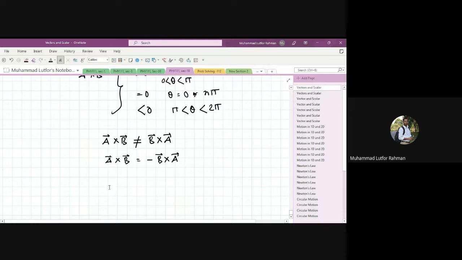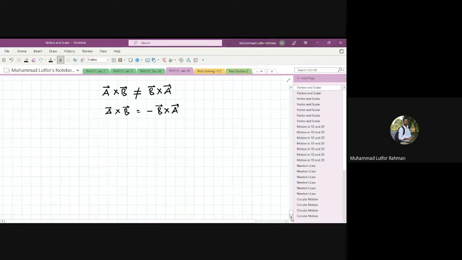And this is also true. Say this one, say that if I write A cross B cross C, it is not going to be equal to A cross B cross into C, it cannot be the same, because its direction will be different, right? So that's why it's not equal like that. The dot product is the same.